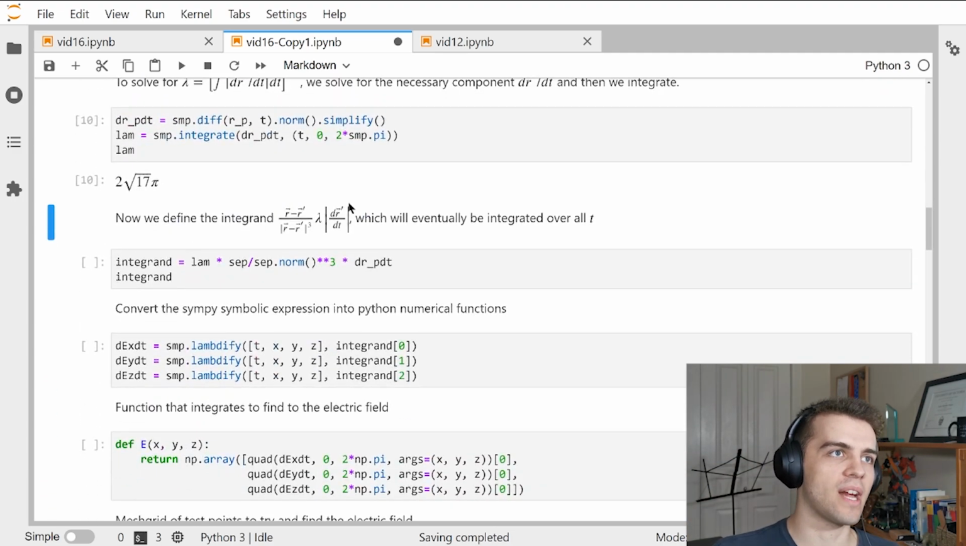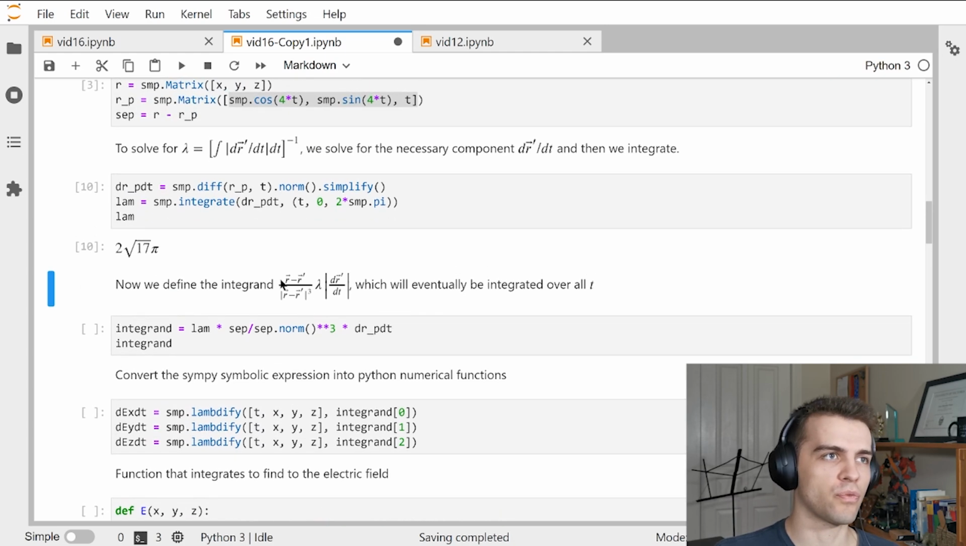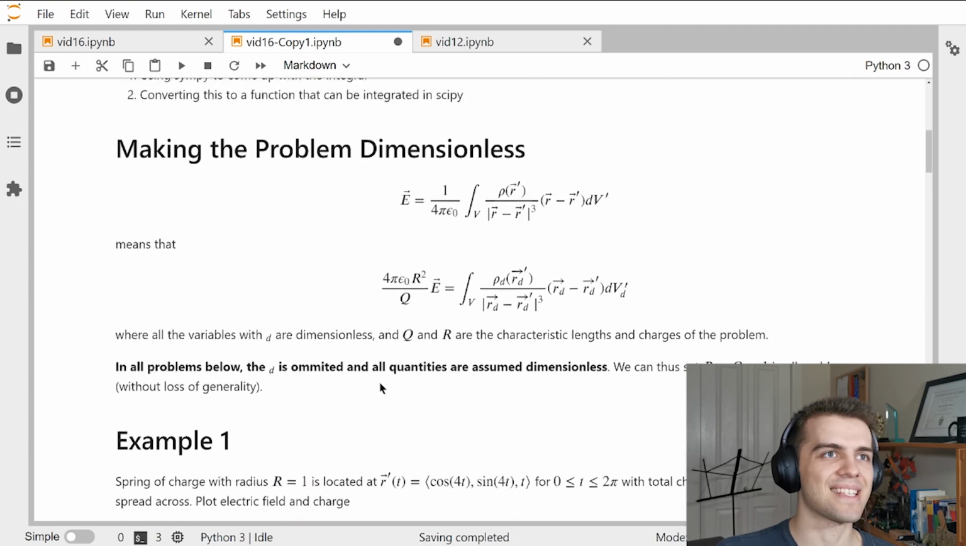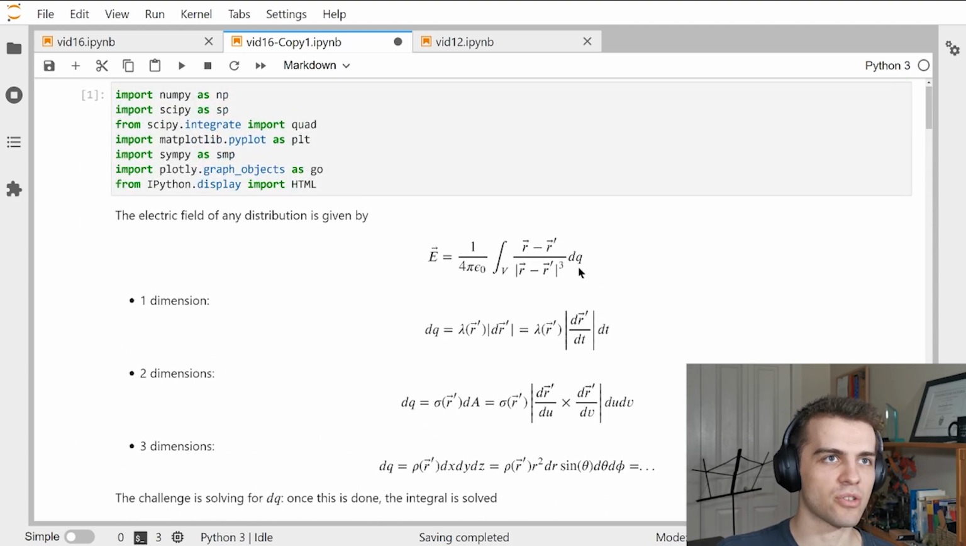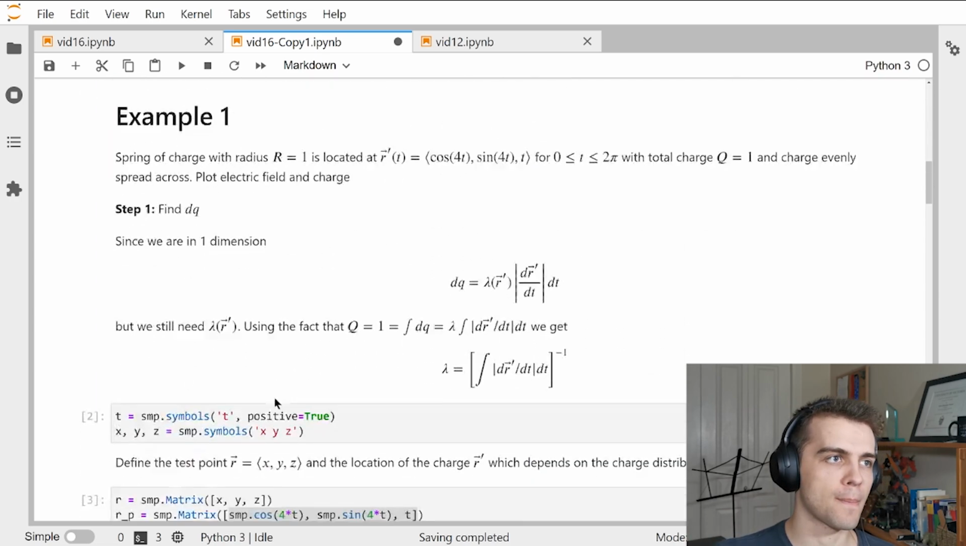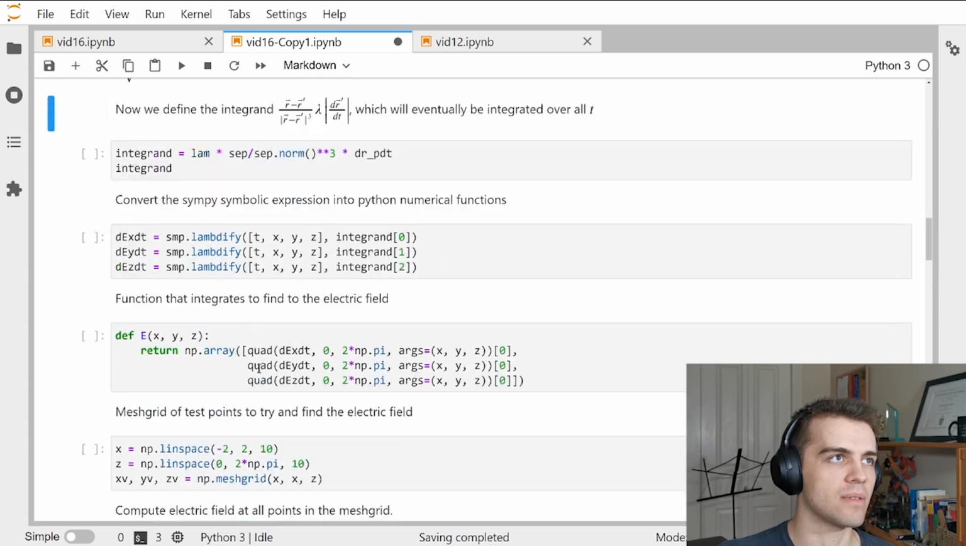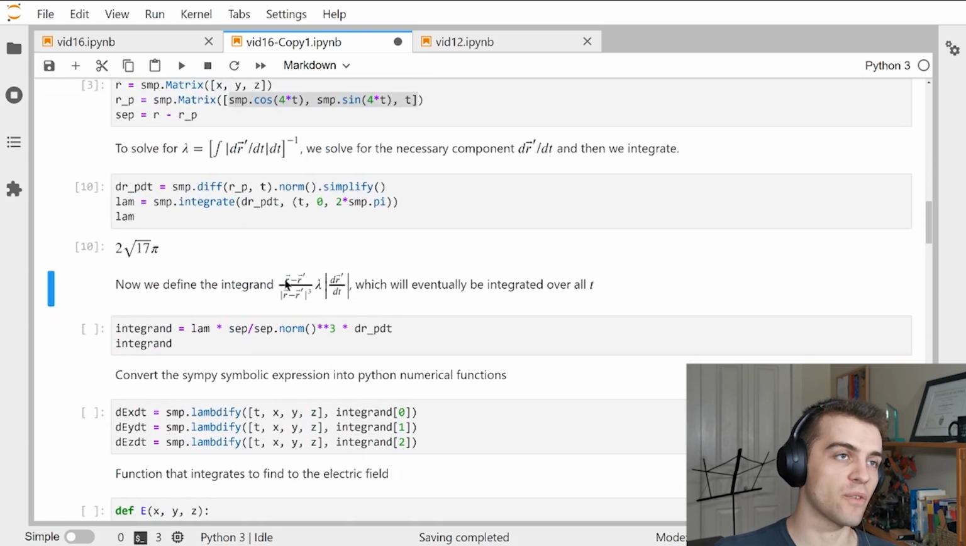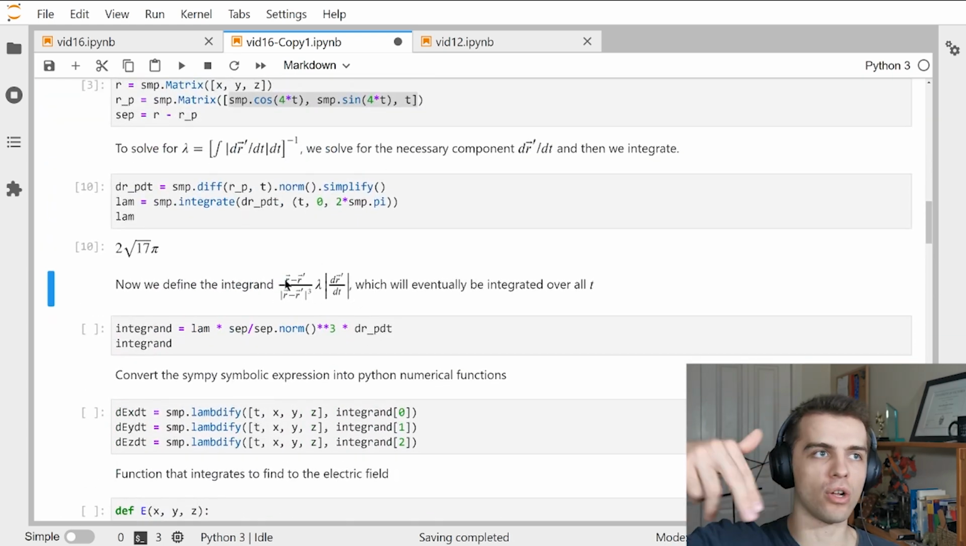And now we define the integrand given like this, and you think, where does this come from, this integrand? Well, note the form r minus r prime over the magnitude of r minus r prime cubed, lambda dr prime dt. That's essentially this integrand here if I plug in dq is equal to this. So if I plug in dq is equal to this and put this up here, then that's exactly the integrand that I talk about down here. So we need to define this integrand, and we're going to integrate over all of t.